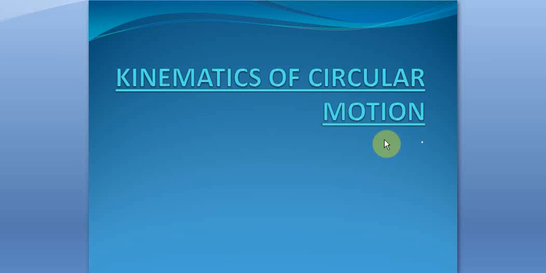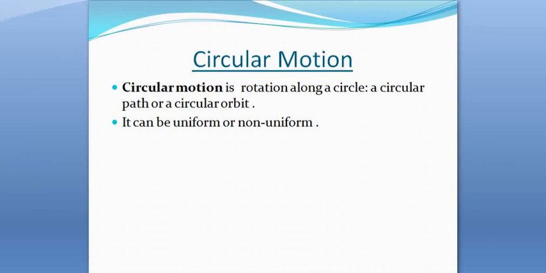Now we will start the chapter Kinematics of Circular Motion. So first, see what is a circular motion. Circular motion is rotation along a circle, that is, a circular path or a circular orbit. Circular motion can be either uniform or non-uniform.